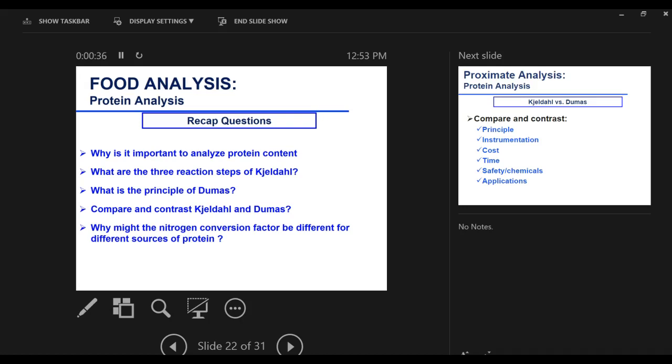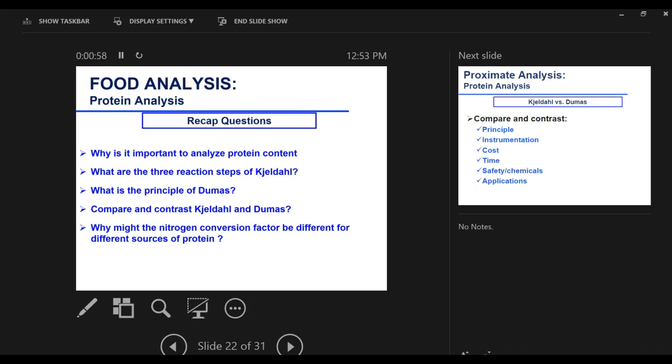Okay, so we're going to start with a recap. I will warn you guys, I have hearing aids. I'm down one hearing aid, especially for participating, so speak loudly at me so I can hear you. So the two methods we talked about on Monday were Kjeldahl and Dumas.